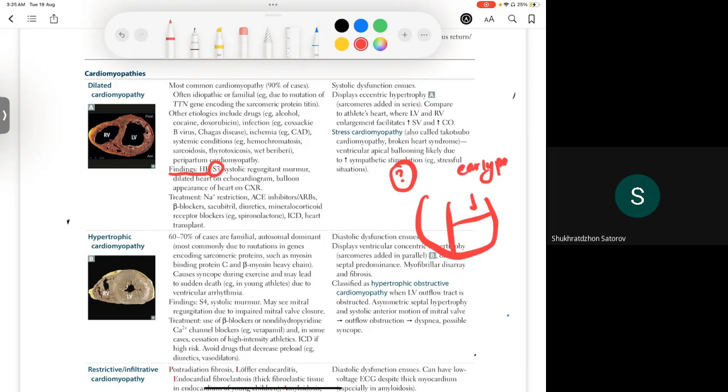So what would happen? The blood is going to splash here. It's going to hit that big surface of the left ventricle, and as a result of that, it's going to lead to an S3 heart sound, which is an early diastolic heart sound. Remember? Okay. So we are going to be having a systolic regurgitant murmur.